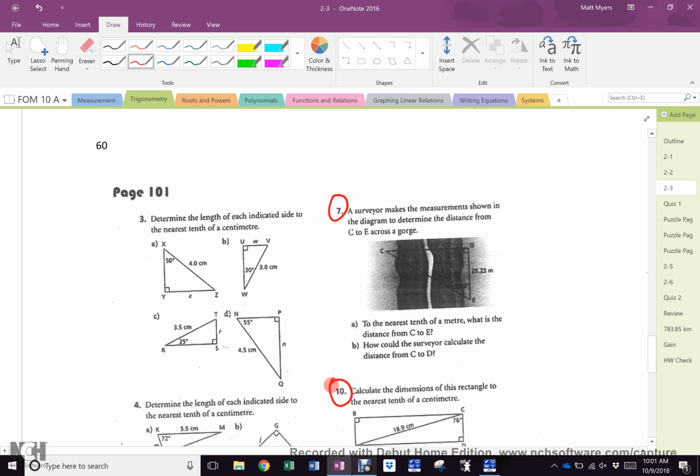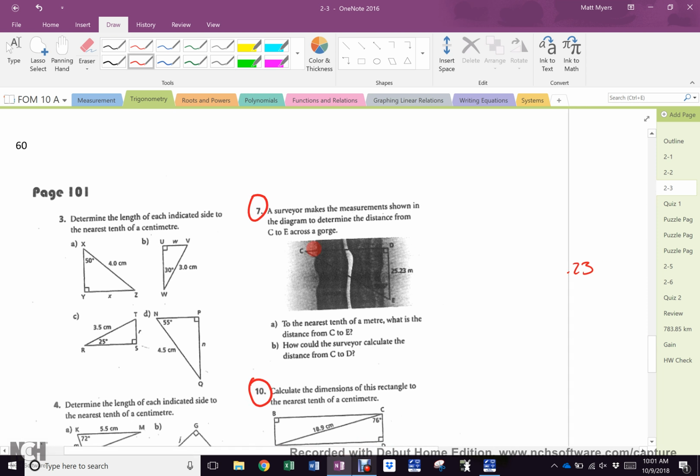Okay. All right. 7. Here is the triangle. We decided in class that is quite readable at 25.23. And I think the class decided that this was 56.5, didn't they? 6? Or 55.6? It doesn't really matter, though, does it? So 55.6. I want to know the distance across the gorge from C to E, which is this side right here.